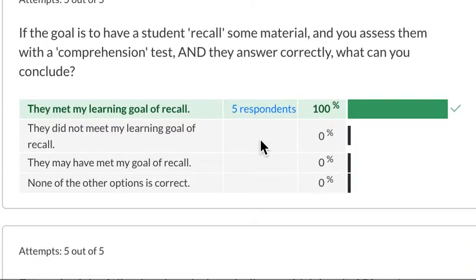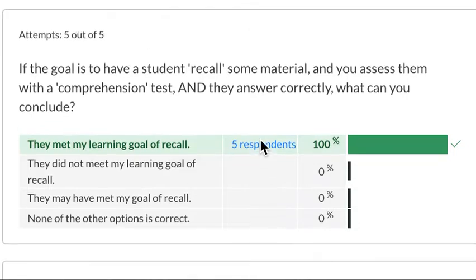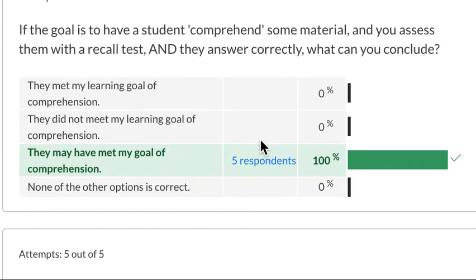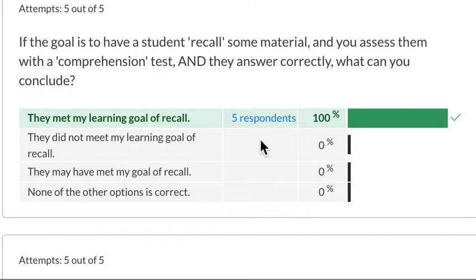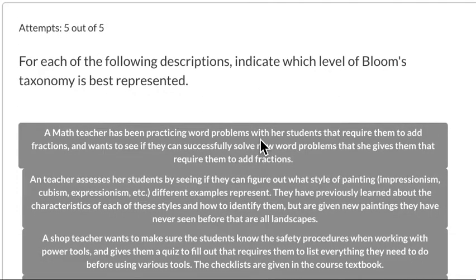If the goal is to have a student recall some material and you assess them with a comprehension test and they answer correctly, this is the other way around. What can you figure out? In this case, again, I want them to lift 10 pounds. I ask them to lift 20. If they can lift 20, they clearly met my goal. If they can't, well, then they can't. So in this case, if they answer correctly, we're going to assume that they met the learning goal.